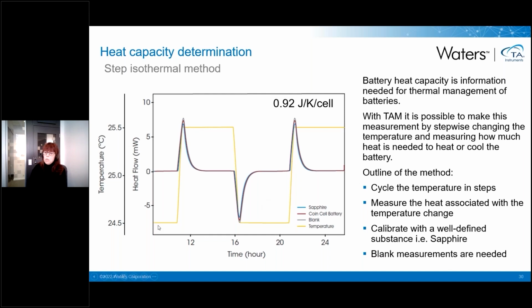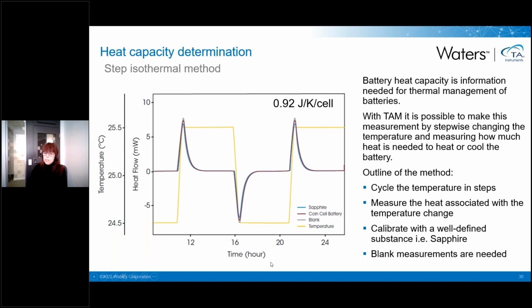In this case, we will cycle the temperature of the calorimeter in a small range, in this case around 25 degrees. We will measure how much heat is needed to heat or cool the battery, and then divide that by the temperature step. We do need to do blank measurements because we need to know the heat capacity of the sample holder and the ampoule. We also recommend calibrating with a well-defined substance like sapphire, so we know what heat capacity we should get, and then you can do this test with the battery itself.